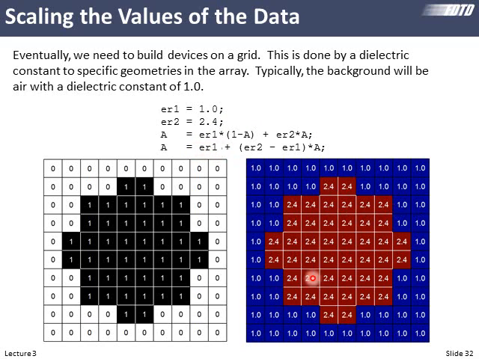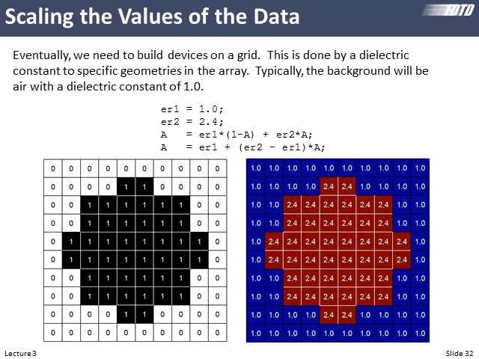Another way we can do it is just put ER1s everywhere. So now there's 1s everywhere. But we want to put 2.4s in here. We don't just want to add this dielectric constant to it because we'd end up with 3.4 in here. So what we add to it is ER2 minus ER1 times A. And that will also create this grid. So either one of these will create the same thing. We don't need both. They both do the same thing, just two different logical ways of ending up at the same place.